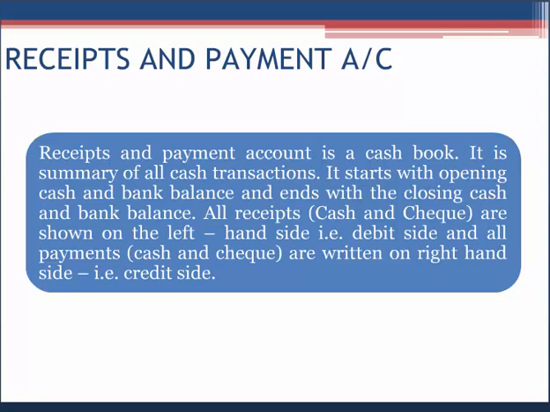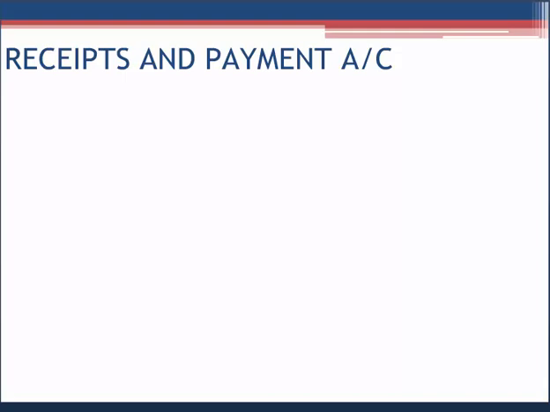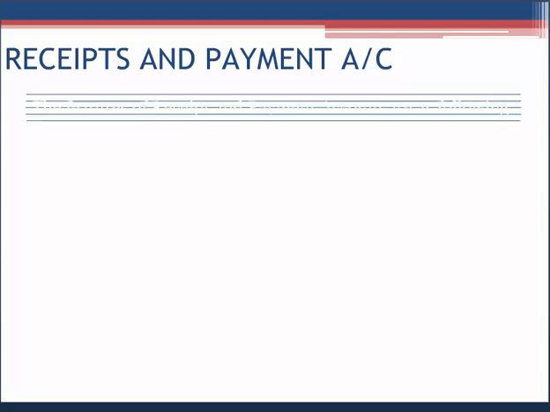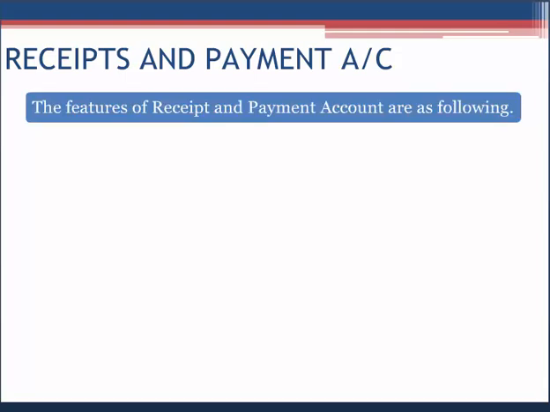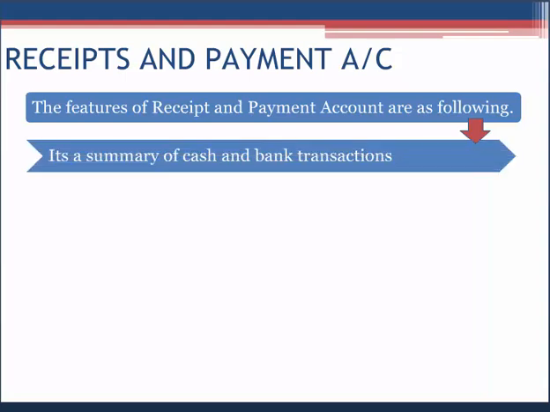Let us characterize what we've written in paragraph form in point-to-point format so we understand it better. What are the characteristics or the features of the receipt and payment account? Now the slide tells you the features are as follows. The first one: it's a summary of cash and bank transactions. So it records all cash and bank transactions, cash and cheque basically.